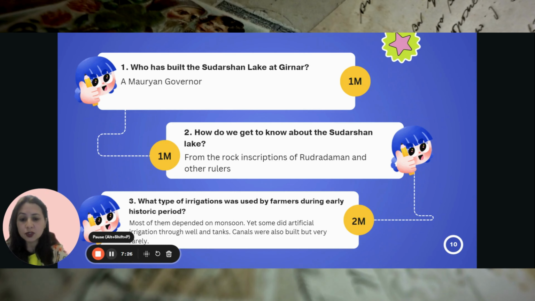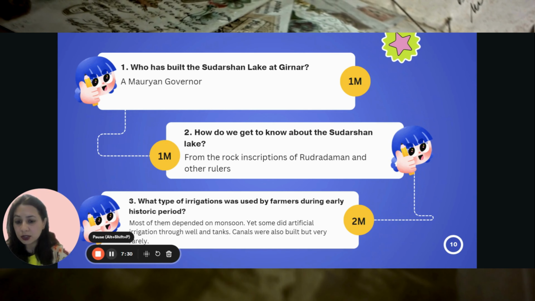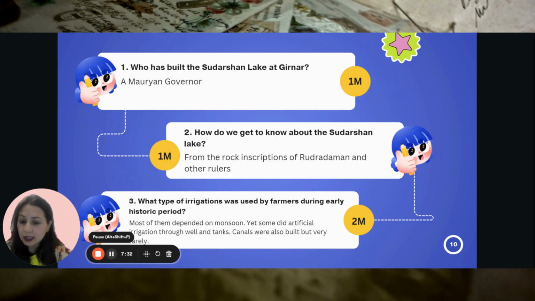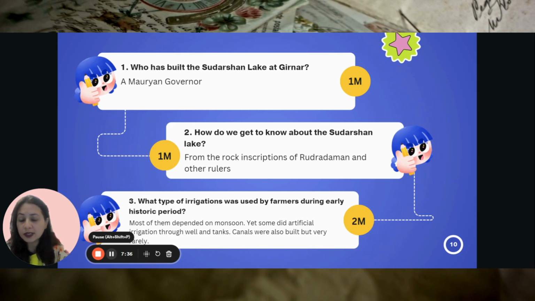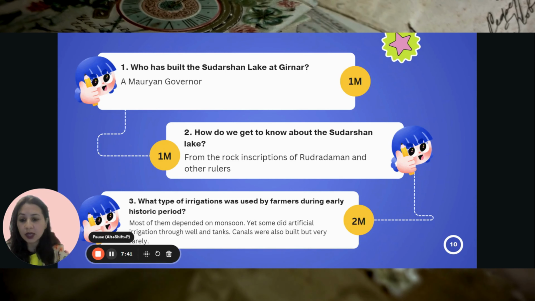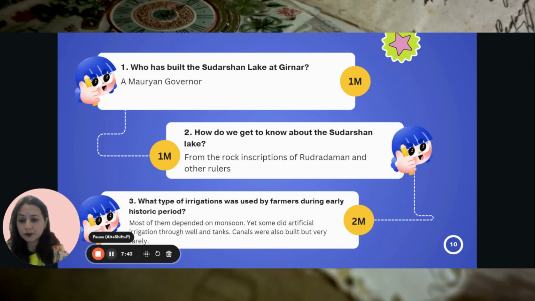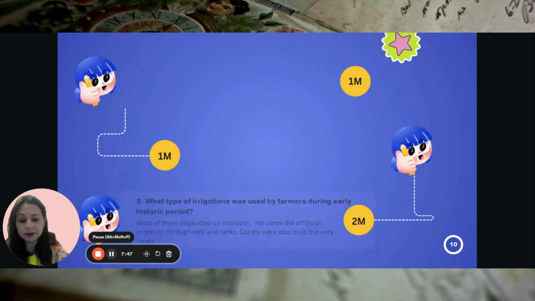What type of irrigation was used by farmers during early historic period? Again, this is the indirect question. So mainly Indian farming, like today, always was dependent on monsoons, but yet there were some of the artificial ways of irrigation through wells and tanks, and canals were also constructed.